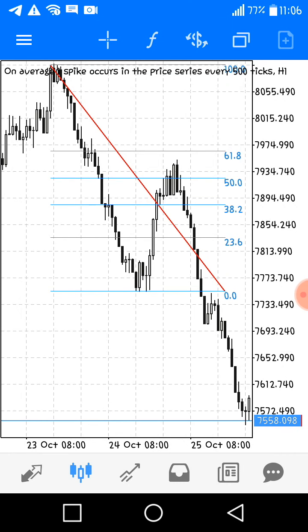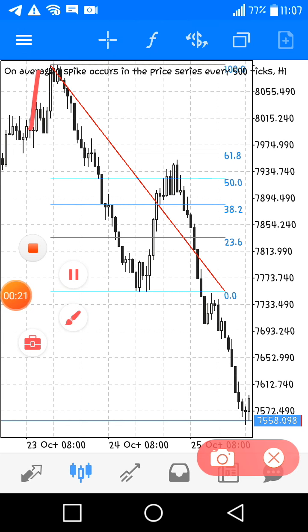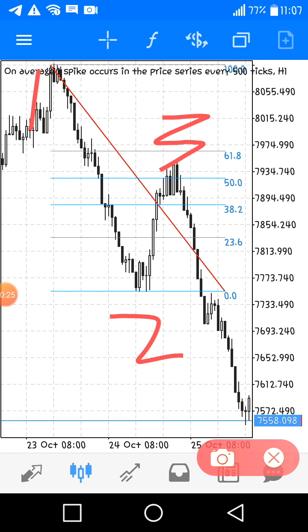Good day, guys. This is just a continuation from the last course. I taught you guys the 1, 2, 3 pattern, and I told you that I mainly use Fibonacci. Fibonacci is used in this type of situation. You can see a clear 1, 2, 3 pattern formed in Boom 500. It just happened recently.